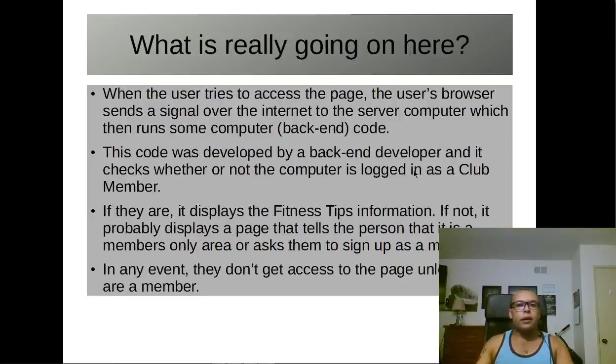What is really going on here? When the user tries to access the page, the user's browser sends a signal over the internet to the server computer, which then runs some computer back-end code. This code was developed by a back-end developer, and it checks whether or not the person is logged in as a club member. If they are, it displays the fitness tips information. If not, it probably displays a page that tells the person that it is a members-only area or asks them to sign up as a member.